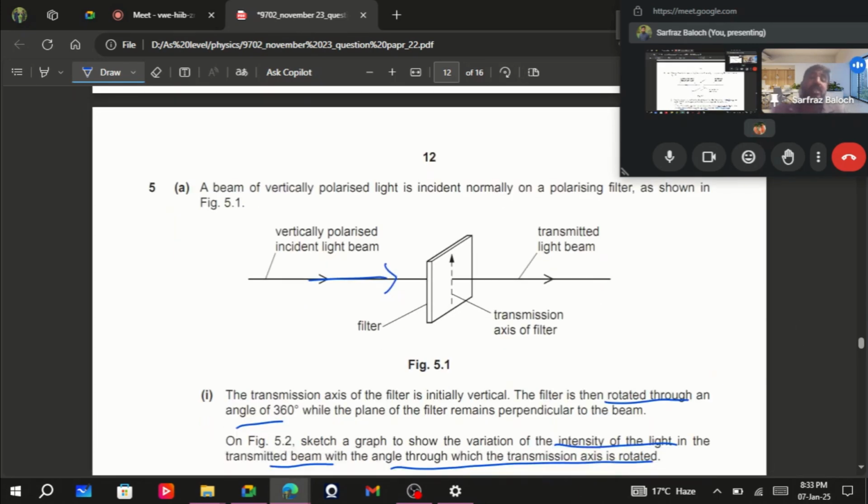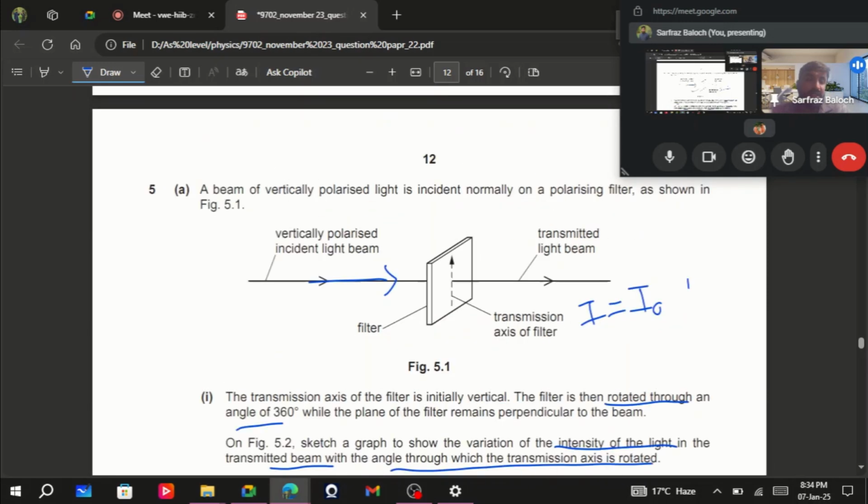This one is about Malus's law about intensity. So what about intensity? Transmitted intensity and incident intensity. It has this relation: I is equal to I naught, the original intensity, times cos squared theta. Is it okay? Yes, sir.